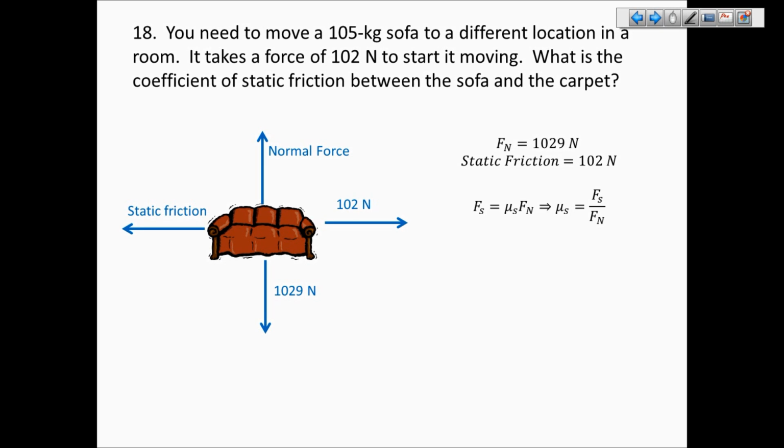Again, we'll use an equation for friction, but this time it's static friction. So it's mu sub s rather than mu sub k. And our coefficient of static friction is equal to our static frictional force divided by normal force. We plug in our numbers and we see that mu sub s, the coefficient of static friction, is 0.0991. Now that's a pretty small coefficient of friction, probably because it's being pushed around on something like carpet where it can slide easily.